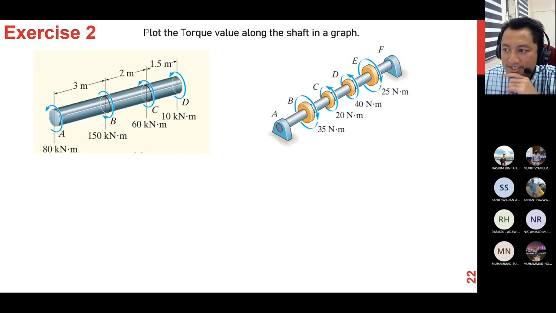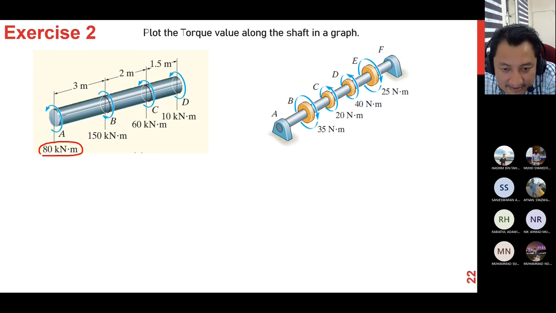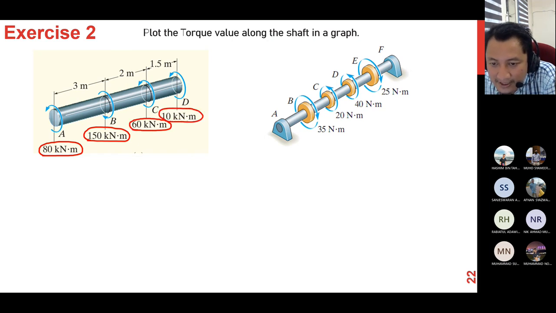Plot the torque value along the shaft of the graph. Macam mana ni? Ada sikit masa lagi. Fikir tengok apa benda ni. Kita ada graph macam ni. Sini dia bagi 80 kN. Ini 150. Yang ni 60. Yang ni 10. So saya rasa yang ni lah dia punya source.